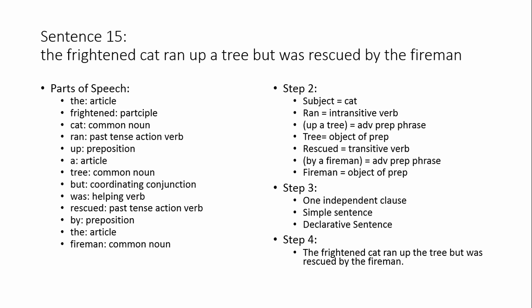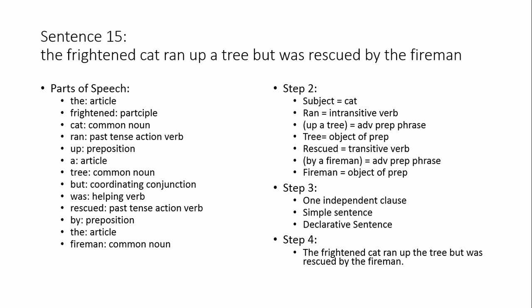All right, our first sentence is sentence 15. The frightened cat ran up a tree but was rescued by the firemen. And so this first column just goes over the part of speech, or step 1 for each one. The is an article, frightened is a participle, cat is just a common noun. Ran is a past tense action verb. Up a tree is going to be a prepositional phrase, so up's a preposition. A and the are all articles. Tree is a common noun.